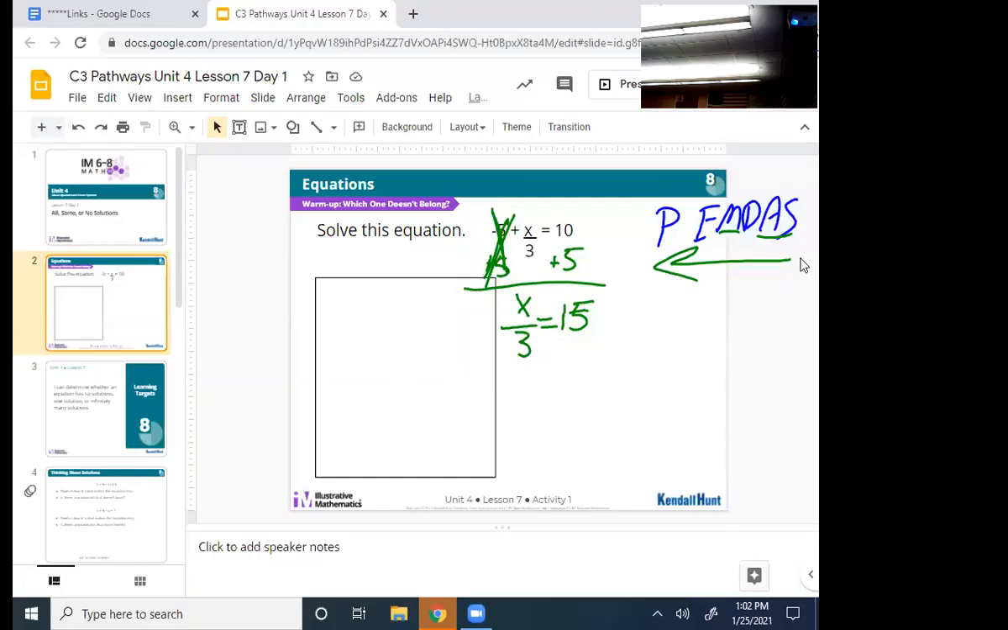Very good. We're going to have to multiply. Very good. Nice job, Bridget, Jaden, Lily. Jaden, very good. We're going to have to multiply because remember, fractions mean that we're doing division. So to undo division here, we multiply by 3 on each side. They cancel out on the left side. We're left with x is equal to how much?